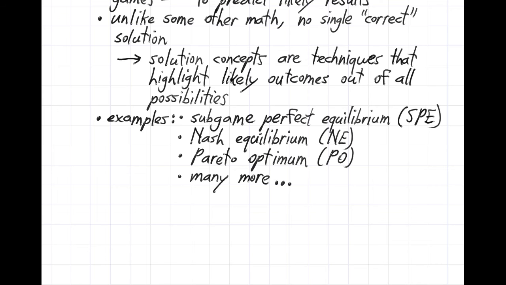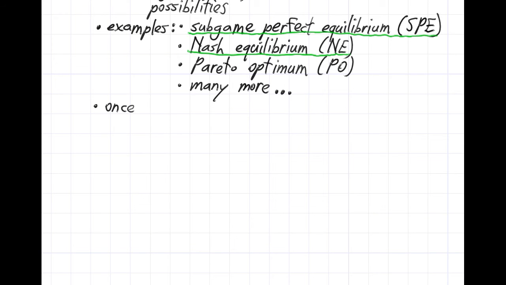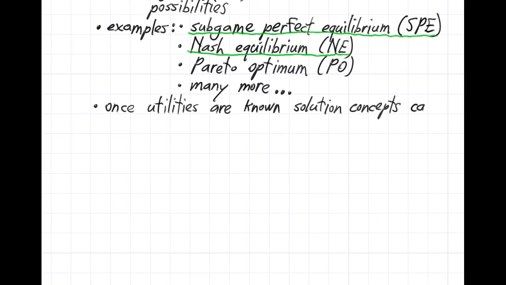Lots of fancy words here. Some of them you should commit to memory and or glossary. Solution concepts, subgame perfect equilibrium, Nash equilibrium, and later on we'll talk about the Pareto optimum, so we don't need to worry about that right now. The point here is that once the utilities are known, the solution concepts can be applied systematically.